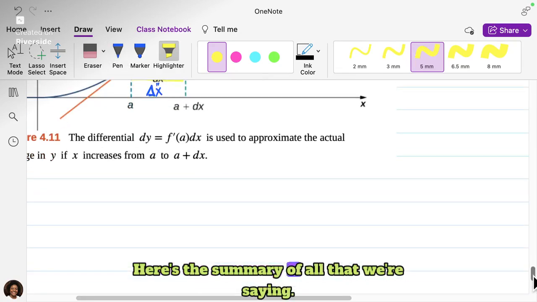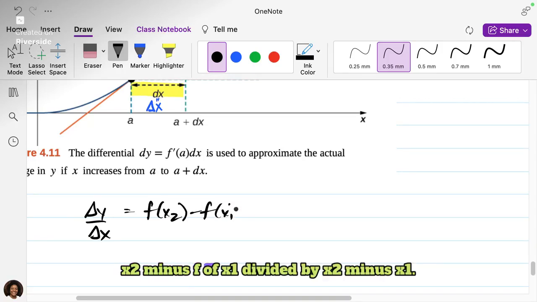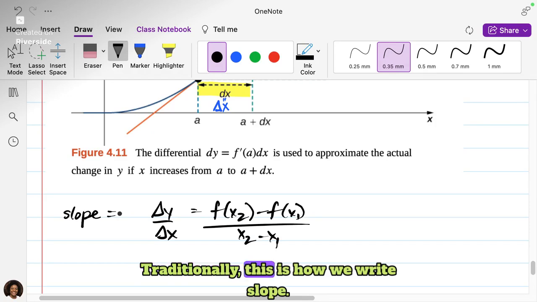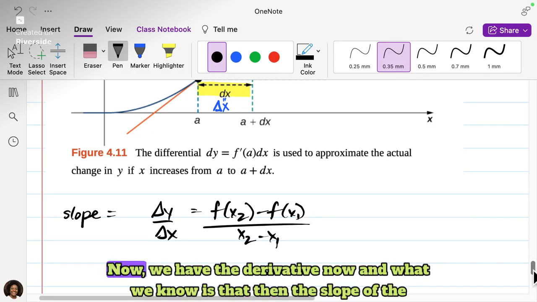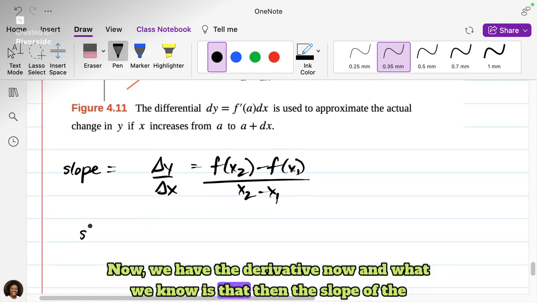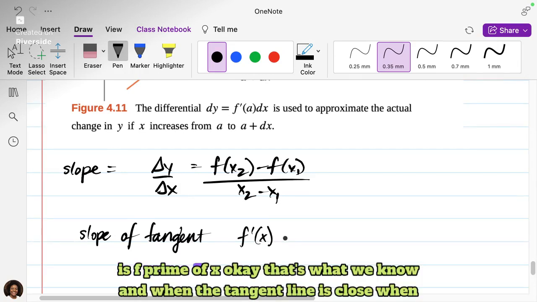And dy, okay, don't work too hard. Here's the summary of all that we're saying. Traditionally, delta y divided by delta x, right, which is f of x2 minus f of x1 divided by x2 minus x1. Hey, by the way, everybody, this is just slope. In the same slope you've always seen, traditionally, this is how we write slope. Now, we have the derivative now, and what we know is that then the slope of the tangent line is f prime of x. Okay, that's what we know.